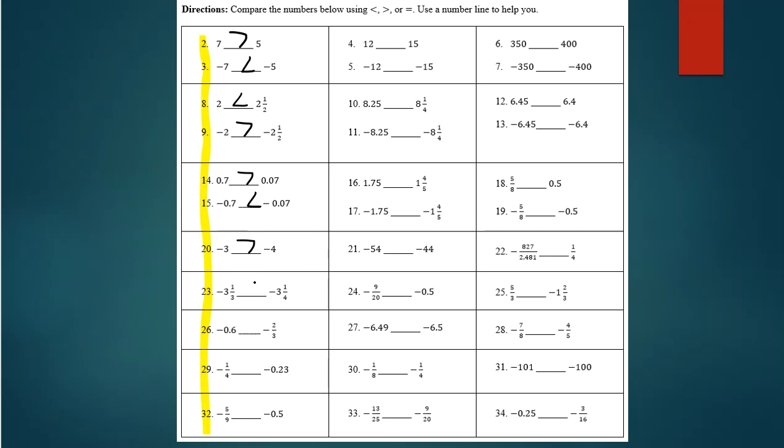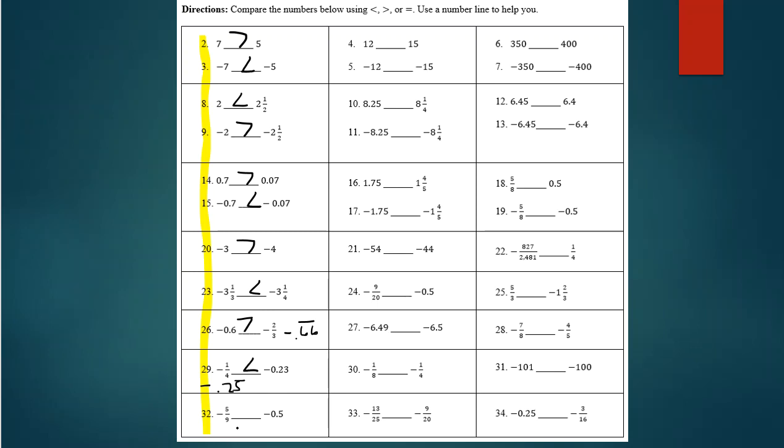For this one, -3 1/4 is bigger. For this one, -2/3 is -0.66 repeating. Okay, and that would be to the right of -0.6 on the number line. So value-wise, -0.6 is bigger. Okay, -1.4 would be -0.25, which would be to the left of -0.3 on the number line. So it would be less than.